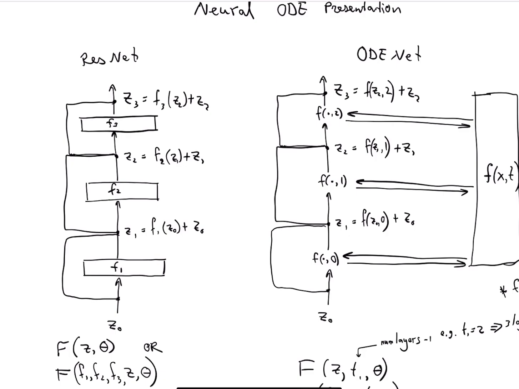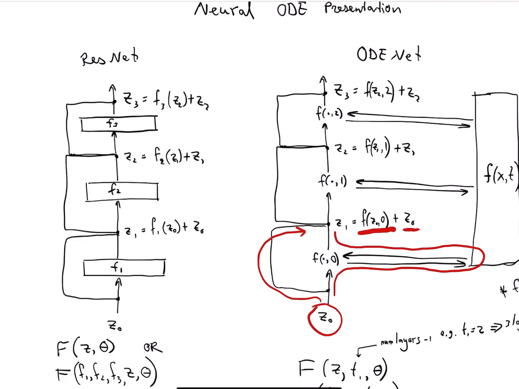As you can see, I have written it out here. This is f of z0 at 0, plus we're going to add the z0 that comes from here. So this goes both here and like that. It goes through the shared layer on the right, and we just have a skip connection coming straight here. So the output of this is going to be z1, which is just f of z0 plus z0.